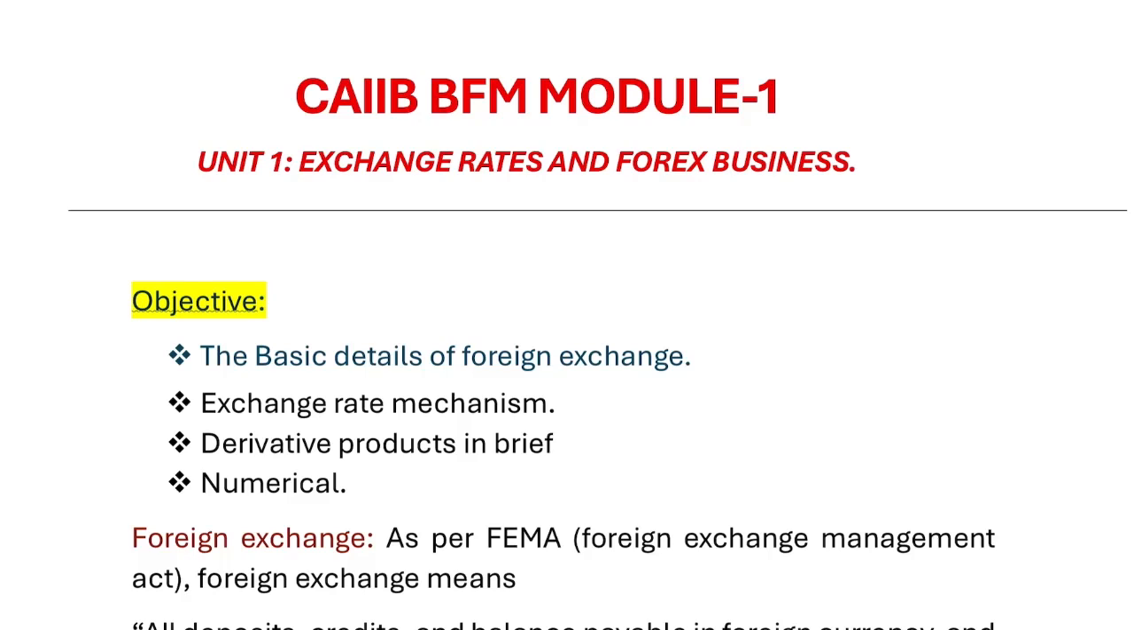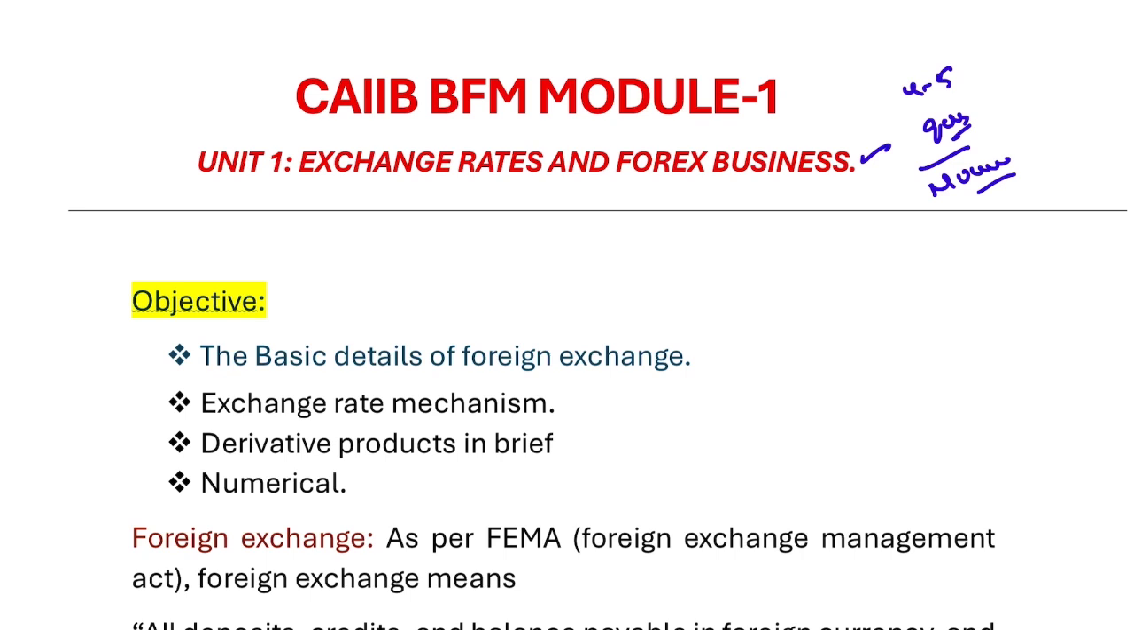Today we are going to discuss one of the important topics in BFM Module 1, that is exchange rates and forex business. This is very important for CIB Module 1. I think in the last June 2025 there were around 4 to 5 questions from this chapter only, and only numericals. So you should remember, this is one of the important topics to clear the CIB BFM, and usually you will get 4 to 5 questions, 4 to 5 marks.